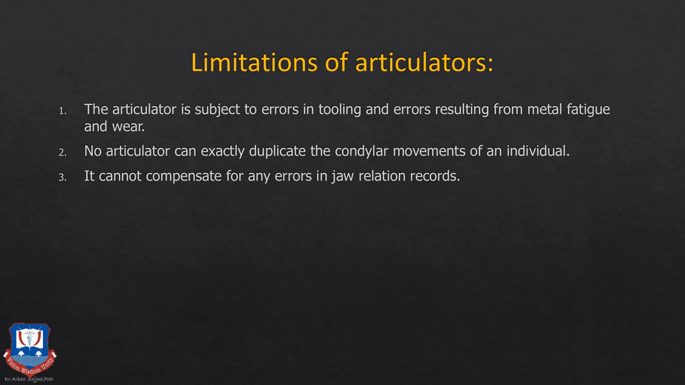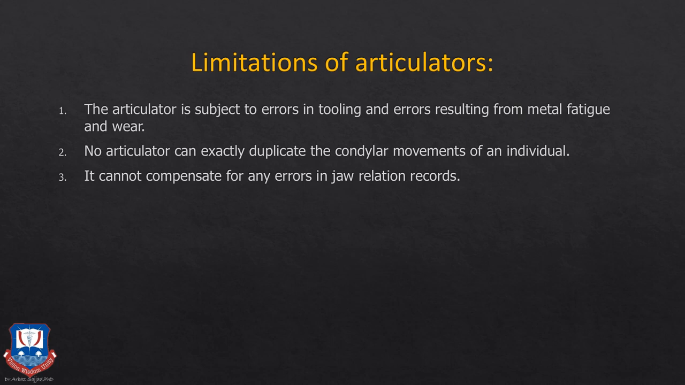That is, the articulator is subject to errors of tooling and errors resulting from metal fatigue and wear. No articulator can exactly duplicate the patient's condylar movement. It cannot compensate for any errors in the jaw relation. That is, if there were errors in the jaw relationship, the errors will be compounded on the articulator, and there is no way to adjust or somehow compensate for these errors on the articulator.